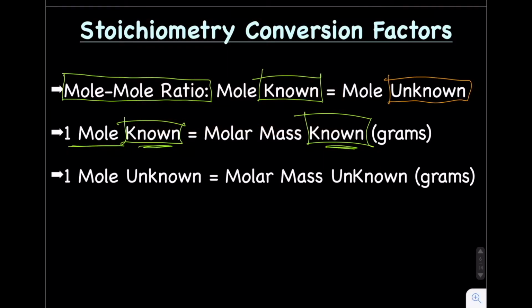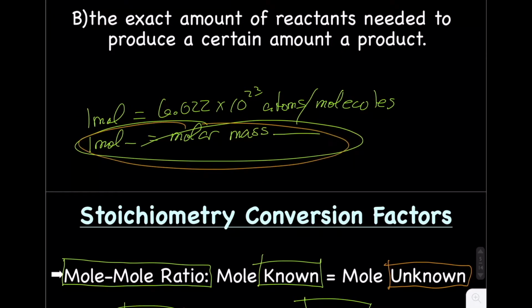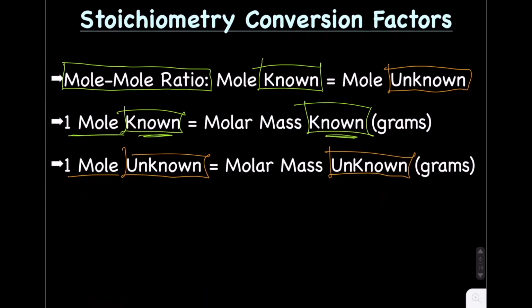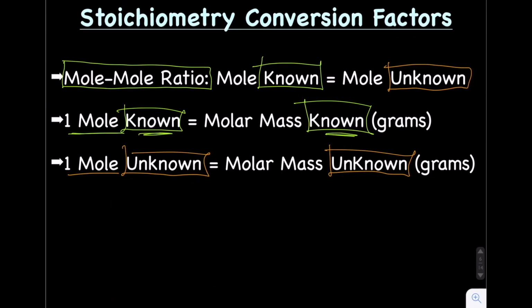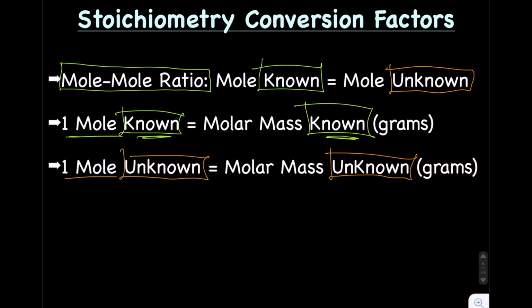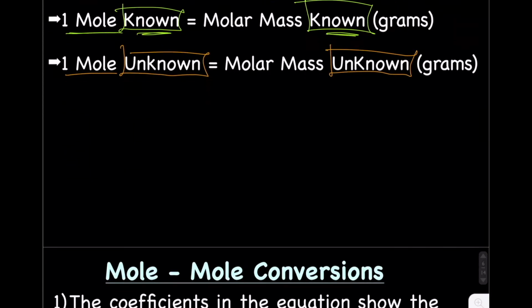And then the third one is 1 mole of the unknown equals the molar mass of the unknown in grams. And again, that one is just like the one we used in the mole unit. 1 mole equals molar mass. The difference is I'm specifying the unknown. And why I'm specifying known and unknown will become clear as the unit proceeds. All right, let's get to mole-mole conversions.